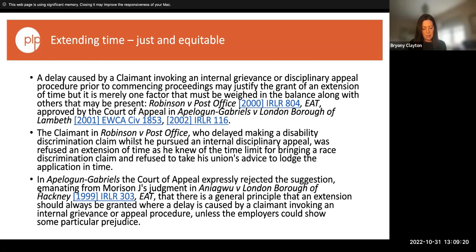And in the Apelt Gabriel's case, the Court of Appeal rejected the suggestion that there is a general principle that extension should be granted where the delay is caused by the internal grievance or appeal procedure, unless the employers could show some particular prejudice. And just a note on prejudice, in the case of Abertawe Bro Morgannwg University Local Health Board v Morgan from 2018, Lord Justice Leggatt referred to the question of whether the delay had prejudiced the respondent as a factor which would almost always be relevant to the exercise of the just and equitable discretion.